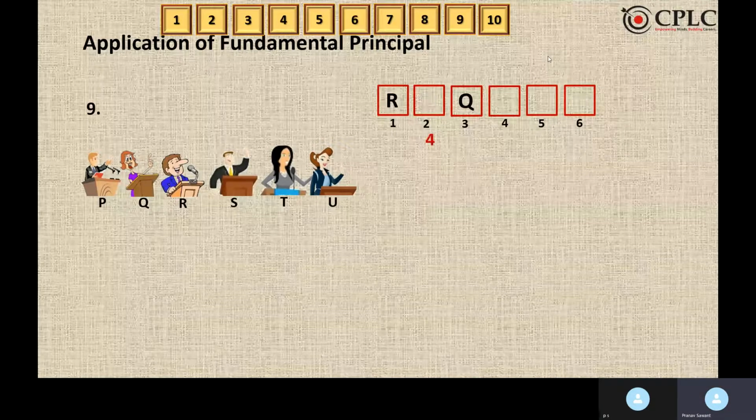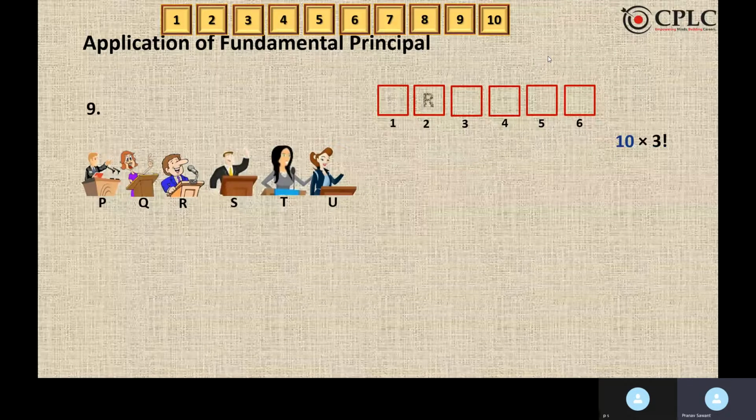Now next possibility is Q at the third place, and P can sit anywhere from 4 to 6. So three possibilities. Next, Q at the fourth place, P can sit anywhere from 5 to 6, so 2. And the last one, Q at fifth place, and P can only sit at sixth one. Now, addition of this is 10. So first, now we have to make arrangement of STU. So STU can be arranged in 3 factorial ways, so 10 into 3 factorial.